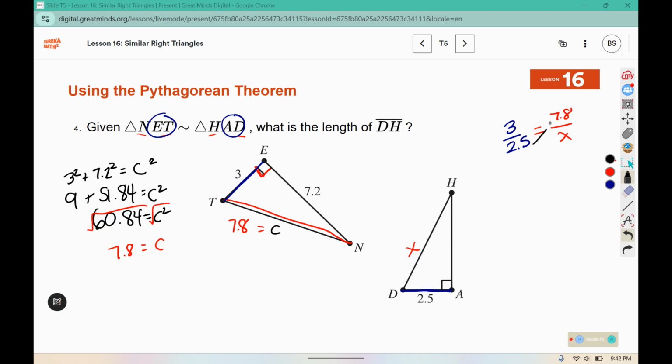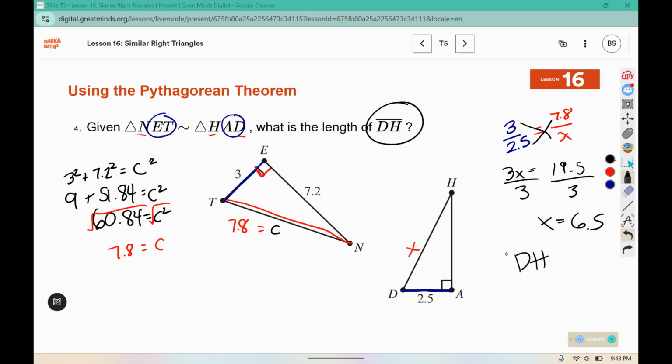Now we will cross multiply. And divide by 3 on both sides, giving us x equals 6.5, which is the side length DH.